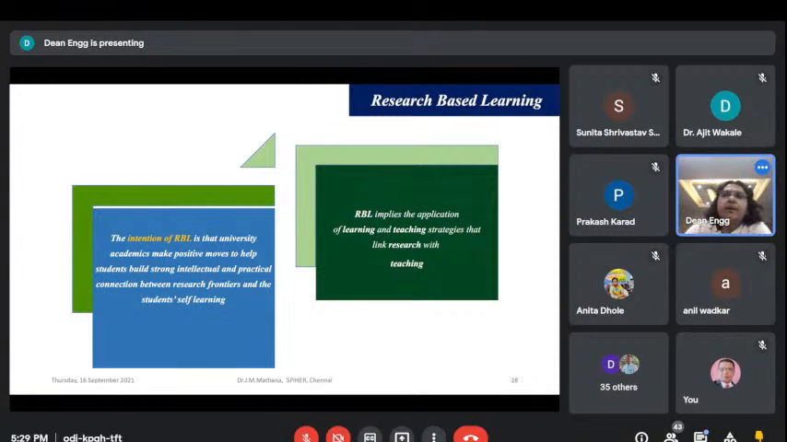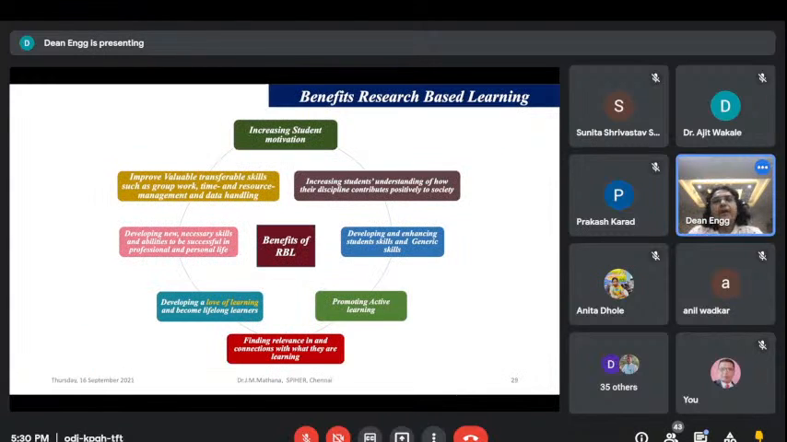So what is the intention of research-based learning? We are faculty members of a higher education institution, a university. Through the curriculum, we have to give a positive mood to the students so that they build a strong intellectual and practical connection between the research frontiers and their self-learning. That is the main intention. RBL implies the application of learning and teaching strategies that link research with teaching. I already told that research-based learning is the tool which links research to the subject.